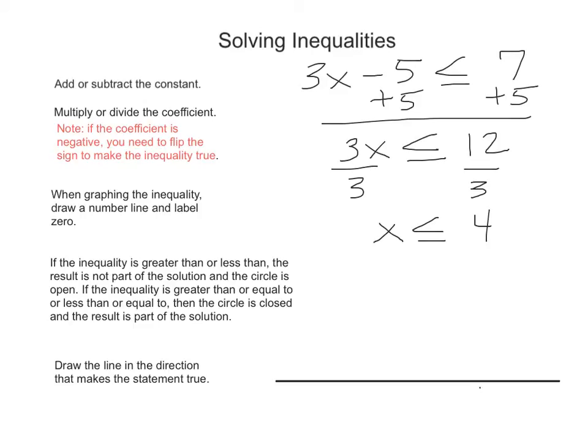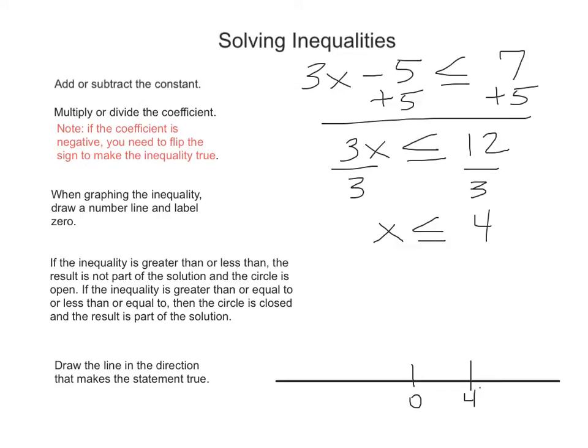We start by labeling 0 on the number line. And since 4 is the solution, I'm just going to go ahead and draw a line, label it with 4. Then the next step is to look closely at the inequality sign. Notice that the inequality sign is less than or equal to. When it's less than or equal to, that means the solution also includes the result, which here is 4.